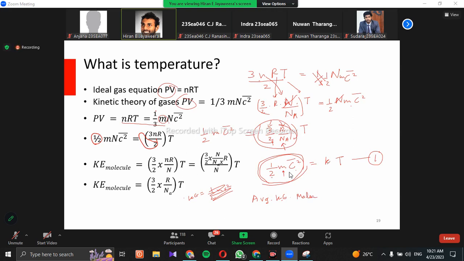is equal to k into T. If you have something like y equals k into x, we can write y is directly proportional to x, right? Is it clear? So using the same logic, I can say this is directly proportional to T. Now, when you look at this equation, what it says is that in case of gases, temperature is directly proportional to the average kinetic energy of the molecule. Is it clear?